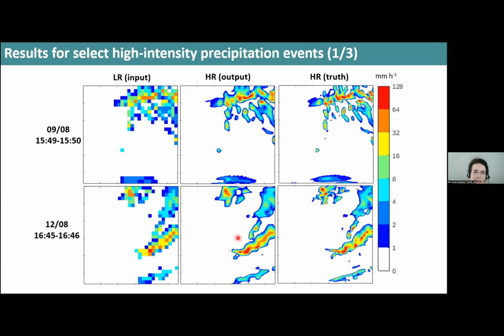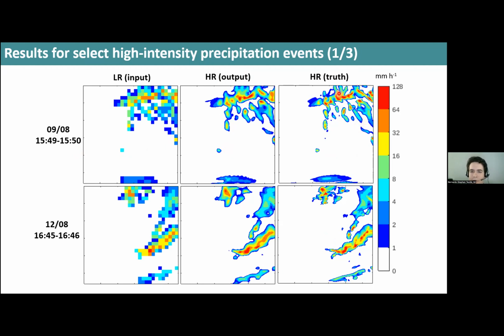Okay. These are some of the results that we get. The first column shows the low resolution input. The middle column shows what the framework is producing at high resolution. And the final column shows the truth. Here, these are just select events, one event on each row. We can right away see that the framework is doing pretty good.